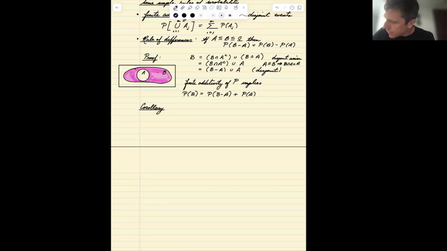Corollary, we've mentioned this last time: P is an increasing function. What does that mean? That means that if A is a subset of B, then the probability of A is less than or equal to the probability of B.